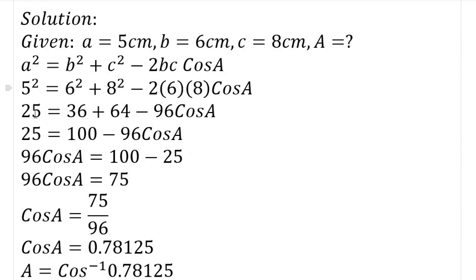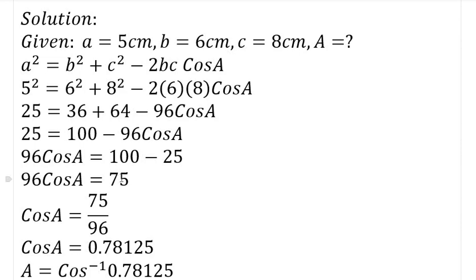So if you come here, 25 equals 36 plus 64 will give us what? 100 minus 96 cos A. That's what we have here. So if you collect like terms, this minus 96 cos A, if you bring it out of the equality sign, this sign will change to positive. That's why we have 96 cos A here. This our 100 remains at its position. Now this 25 is positive. When it crosses the equality sign, it changes to negative. That's why we have minus 25 here. Good. So 96 cos A equals, if you say 100 minus 25, it will give you what?